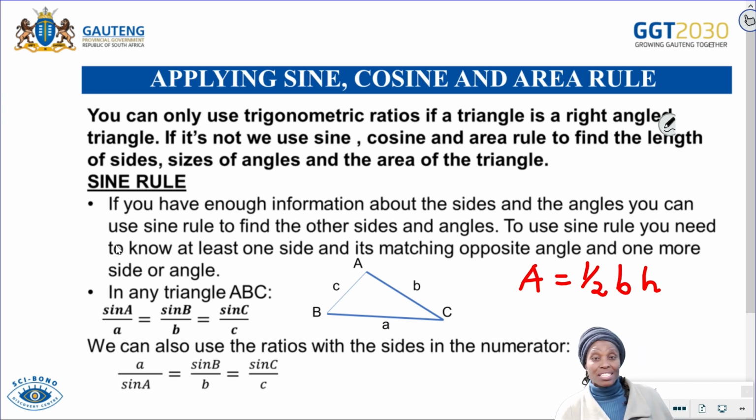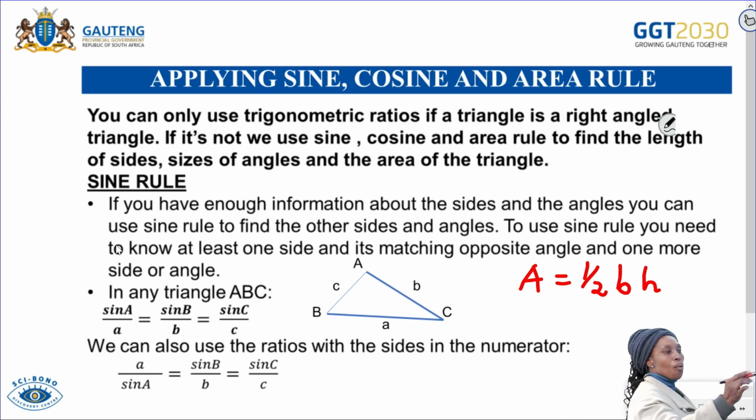When do we use the sine rule? If you have enough information about the sides and the angles, you can use the sine rule to find the other sides and angles. And for you to use the sine rule, you must have your triangle. Let's say you have triangle ABC.